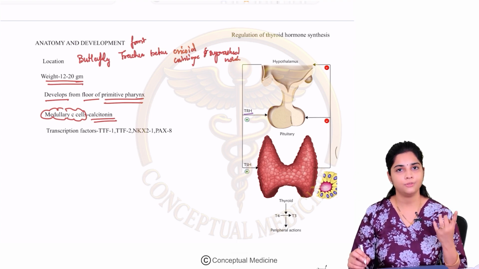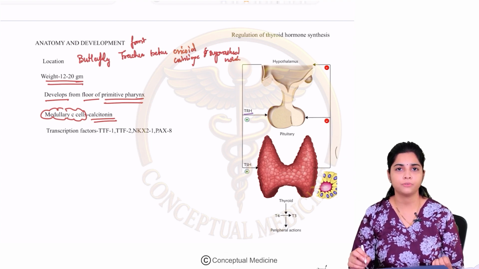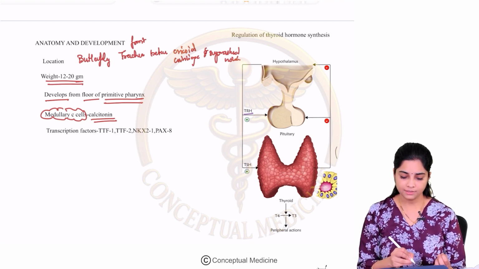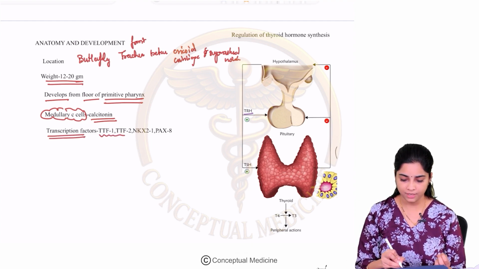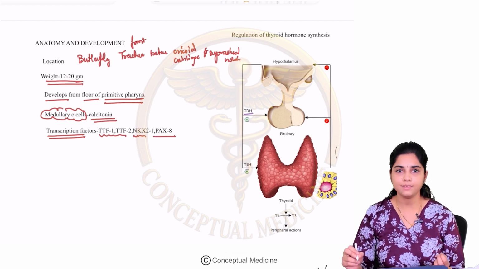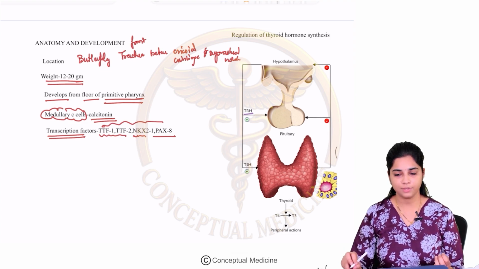Behind the thyroid gland, you have the 4 parathyroid glands. The transcription factors involved in the development of the thyroid gland are TTF1, 2, NKX2 and PAX8. So you just have to know the names TTF1, 2, NKX2 and PAX8.